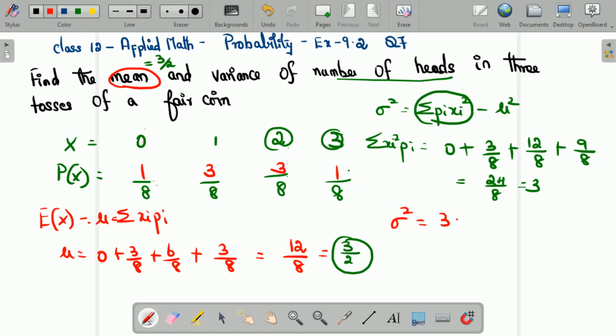Now let's work on calculating sigma squared. So sigma squared is 3 minus 3 by 2 the whole squared. So this is 3 minus 9 by 4. You take the LCM, this will be 12 minus 9 by 4, which is equal to 3 by 4. So the variance is going to be equal to 3 by 4.